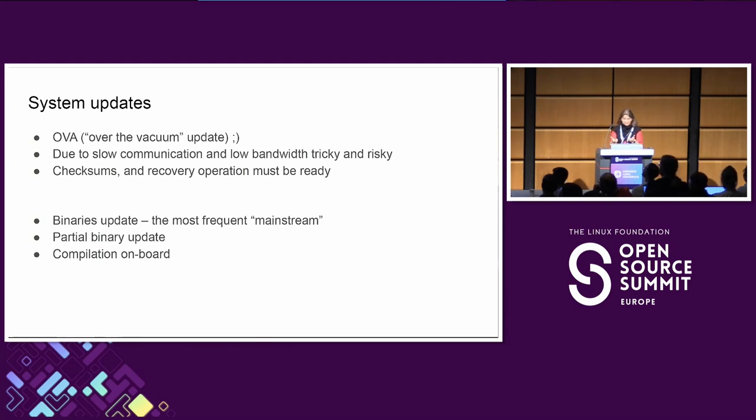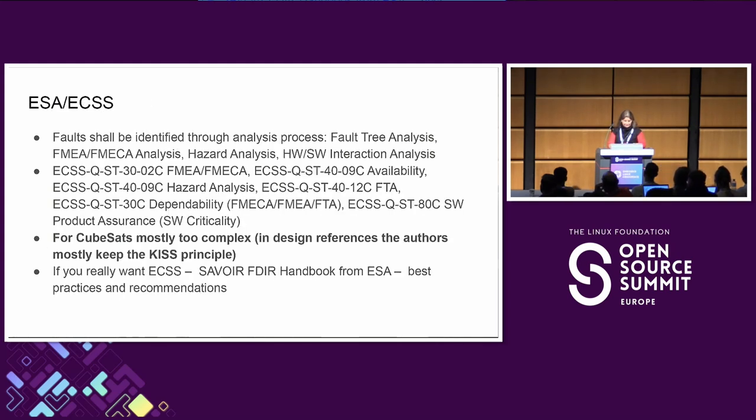So mostly people are updating binaries to space, or sometimes partial binaries, and we also discussed with someone that they are uploading patches and compiling on the board, because the patch is small and you are just touching a piece of the sources. The problem here is that if you're updating binaries, you can have a copy of the machine on the ground, and you can test it and compare it, but this is also possible here. Again, the connection is slow, and this is tricky.